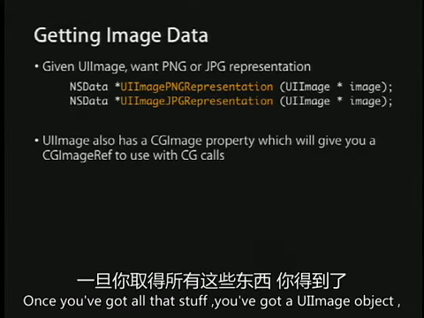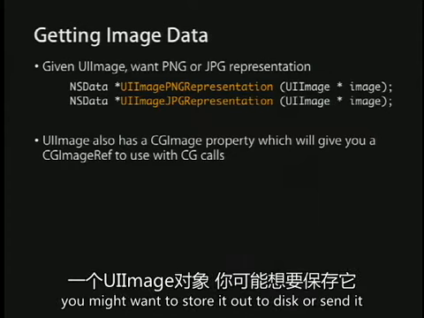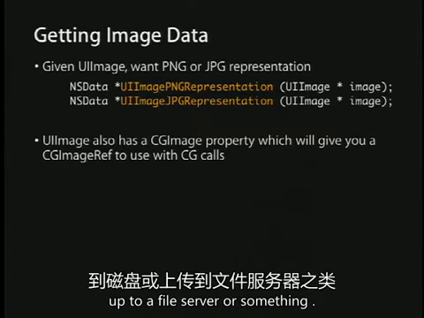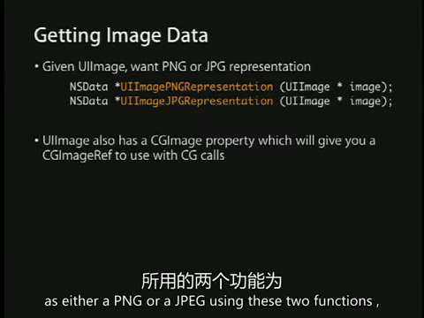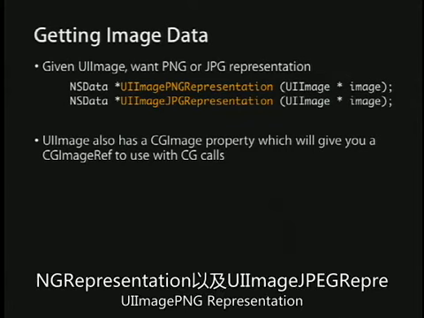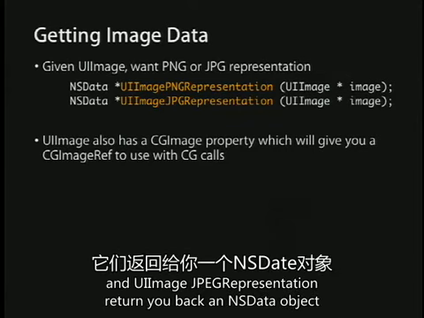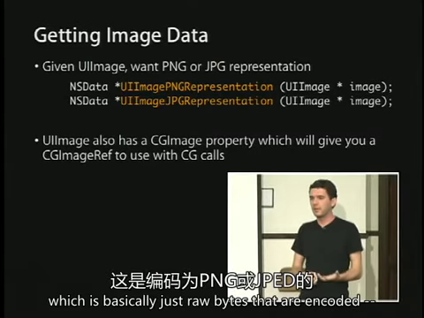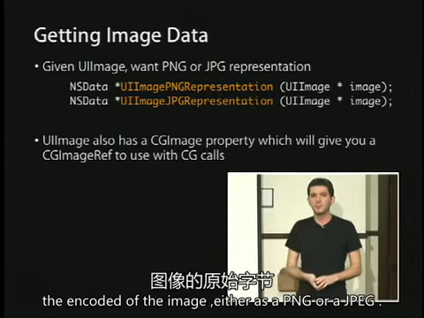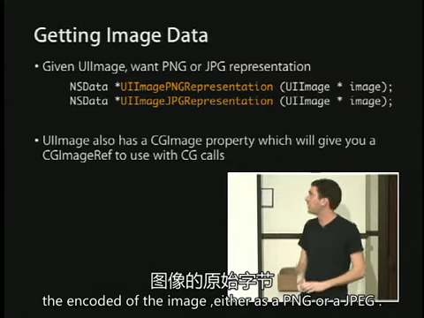Once you've got all that stuff, you've got a UI image object. You might want to store it out to disk or send it up to a file server or something. You can get back basically an encoded representation of it as either a PNG or a JPEG using these two functions, UIImage PNG representation and UIImage JPEG representation, which return you back an NSData object, which is basically just raw bytes, the encoded data of the image, either as a PNG or a JPEG.